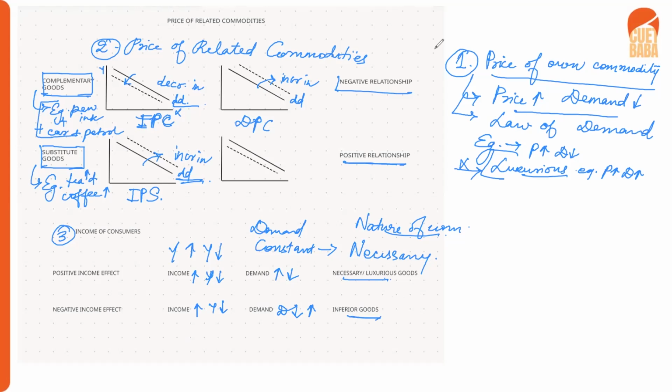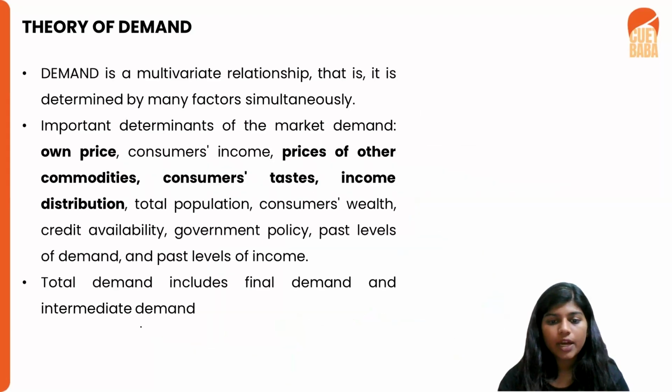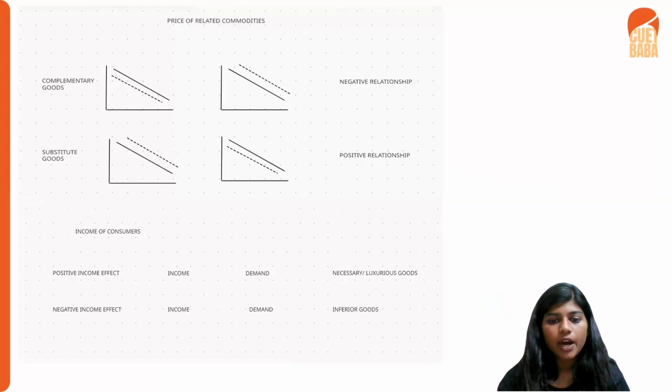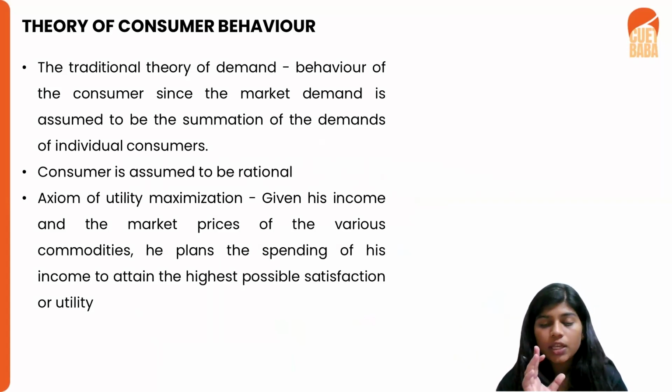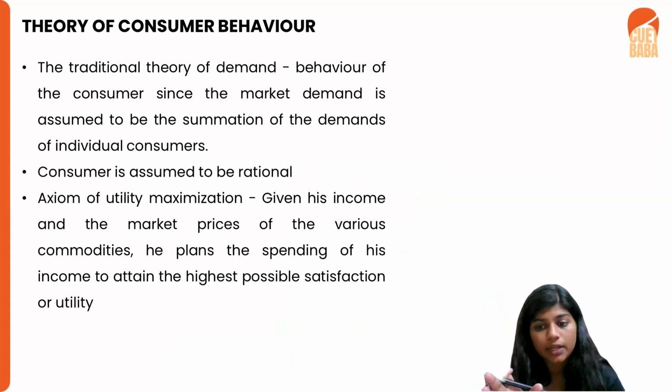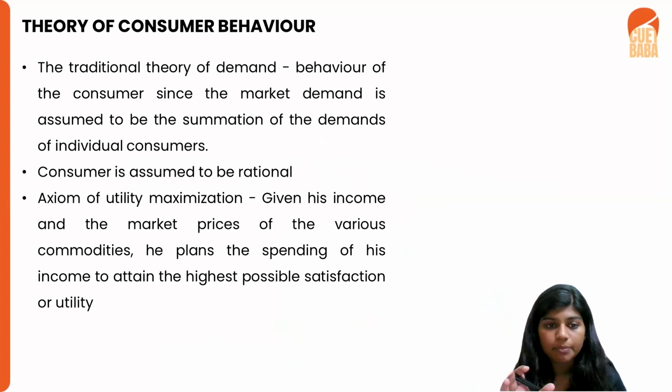Now, moving on. That was regarding the factors affecting the demand. Now we'll see the theory of consumer behavior. There we can find the traditional theory of demand, that is the behavior of the consumer, since the market demand is assumed to be the summation of the demands of individual consumers. So there's a difference between individual demand and market demand. Market demand would be the summation of individual demands. And here we can assume that each consumer is rational. Rational meaning that he would prefer those goods which are best for him.